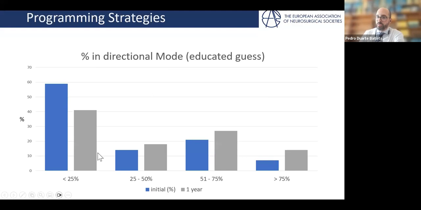We also tried to understand how many of the patients are using directionality at each institution. And obviously, this is an educated guess because not everyone has these numbers. And we can see here that initially, after the implantation, a lot of centers have less than 25% of their patients on directionality using steering. But this percentage falls after 1 year. And more and more patients start using this steering, which is also what the literature points at.